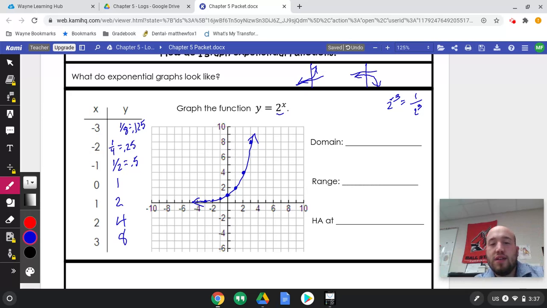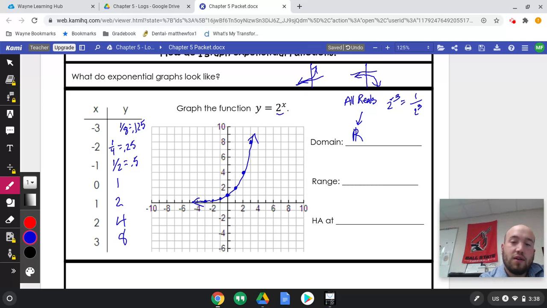Now, we need to analyze this. The domain here: what are the possible x values? As you can see, this extends and keeps going. This will keep going that way. So our domain would be all reals. Remember, we can symbolize that with the symbol R, and if you need to make a note, that is all reals. Anytime we have an exponential, that is the domain. The domain for these is always all reals.